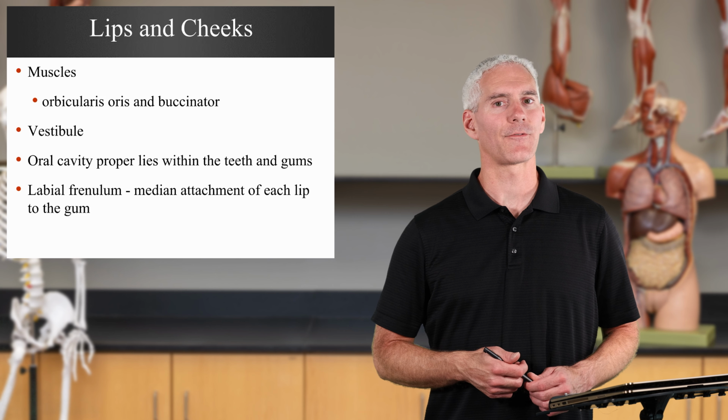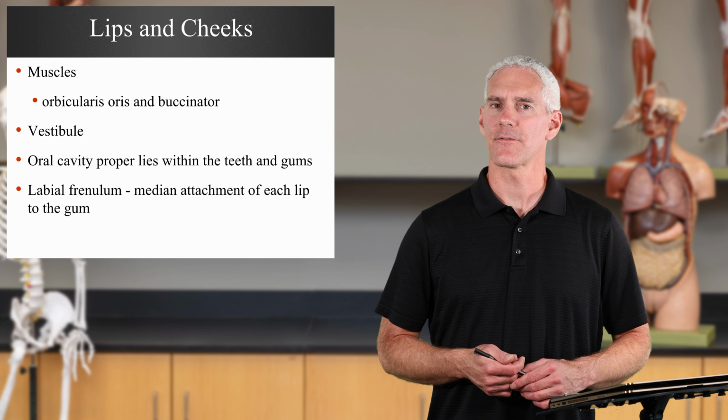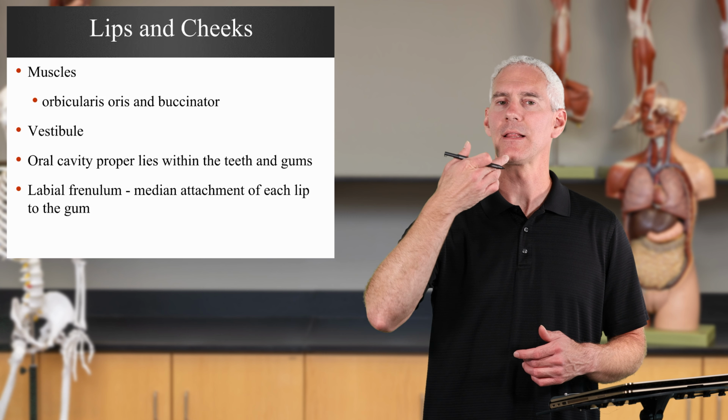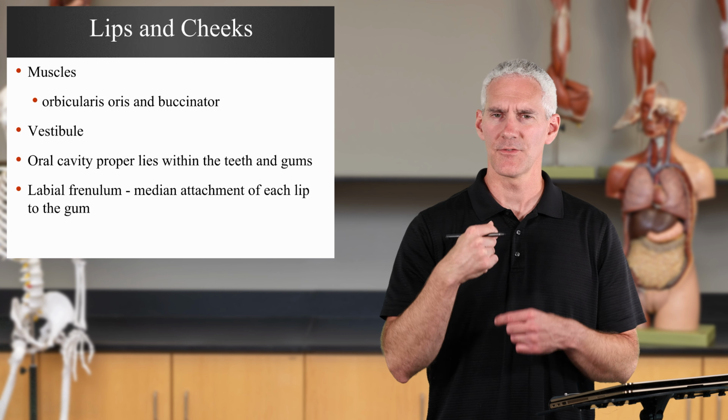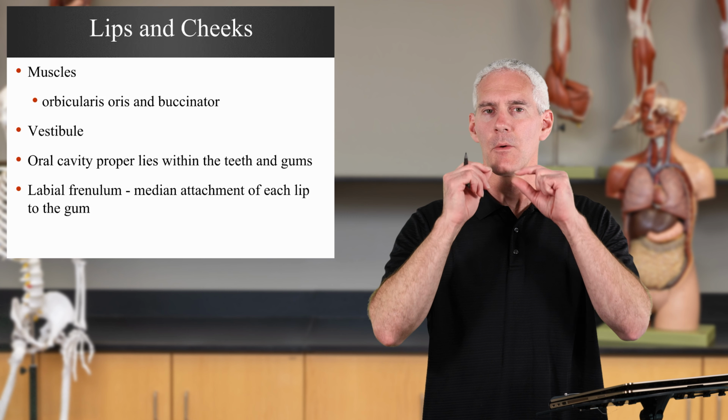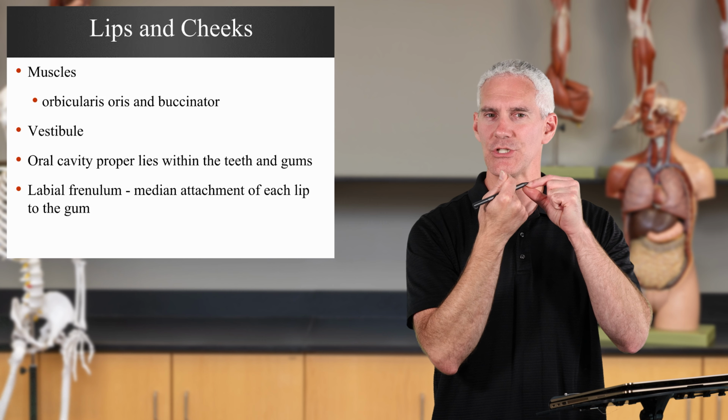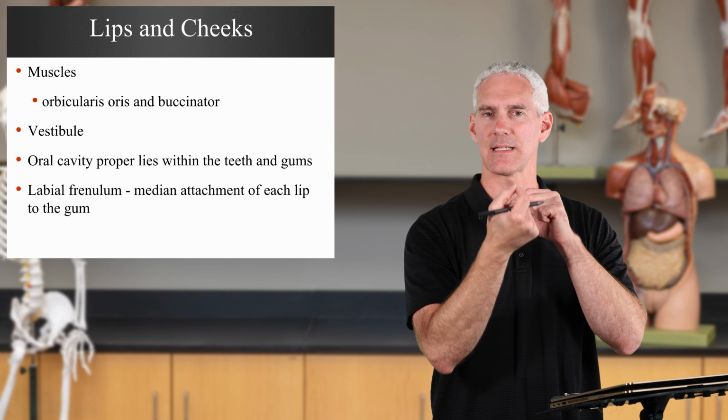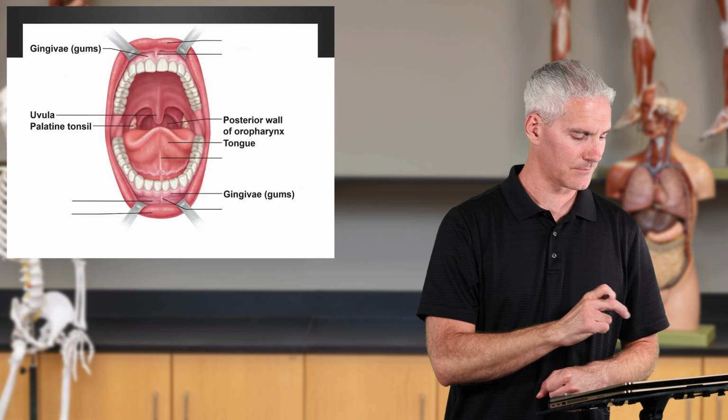We have the labial frenulum. Now these labial frenulum are what attach the upper and lower lips to the gum. So if you kind of look, and I'll show a picture in a second, that's that little tiny attachment point just behind your lip, that little line that helps anchor things down in place.